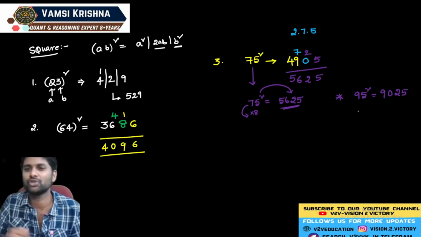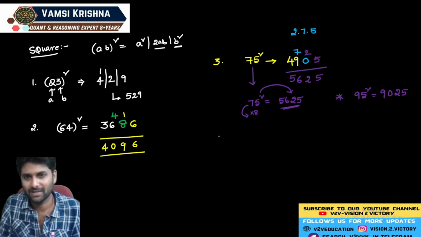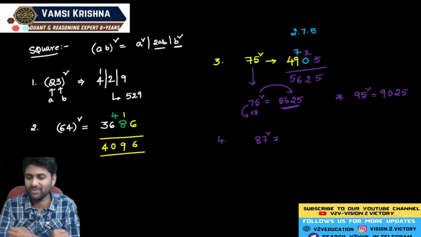So, answer 9025. Very good. Let me take another example. So, what is the square of 87?